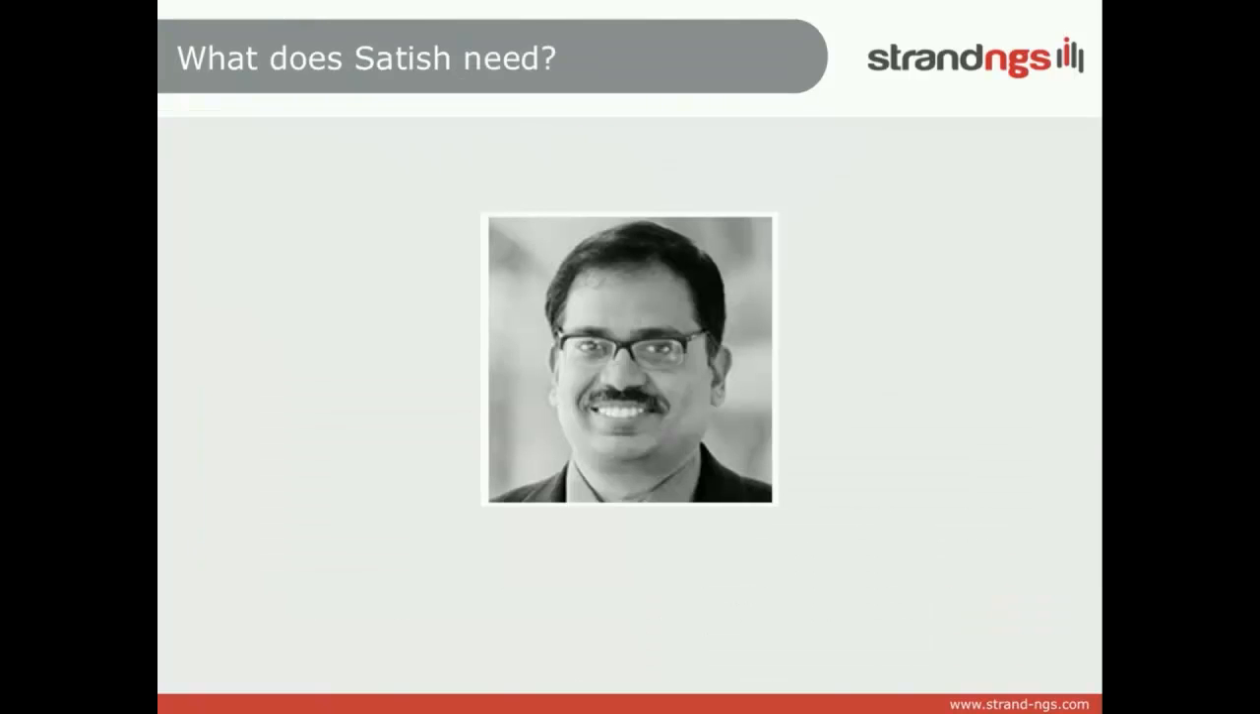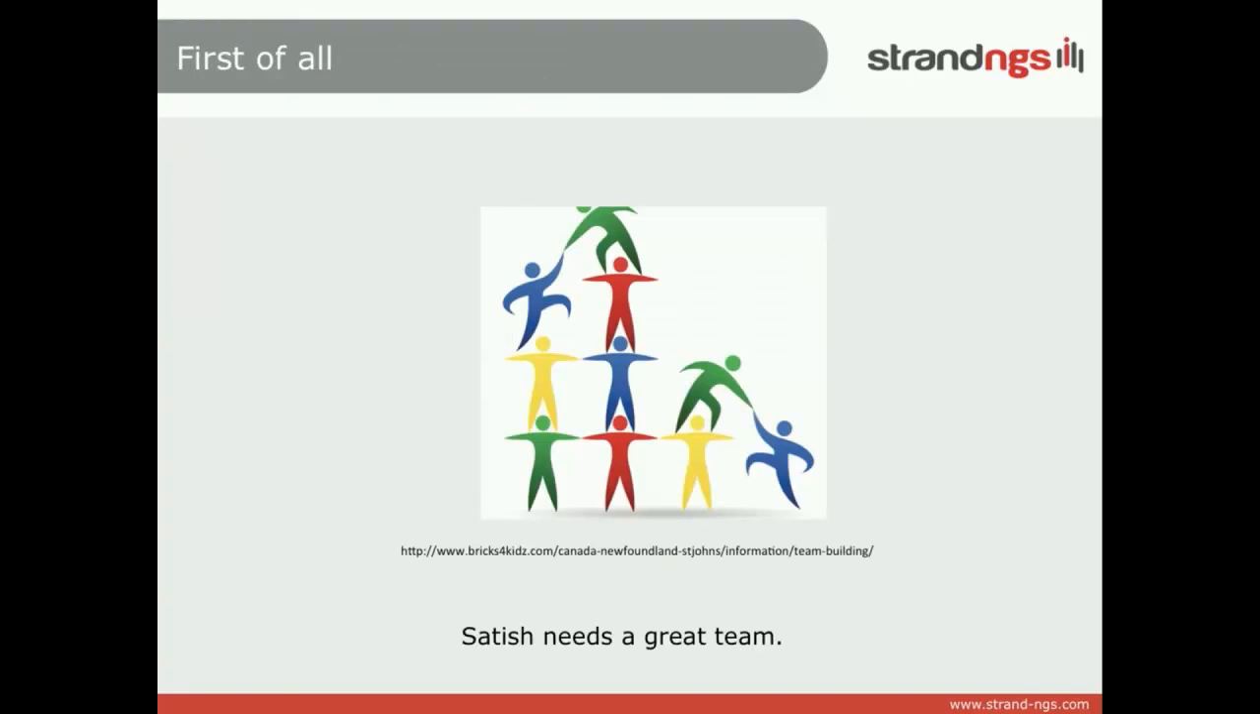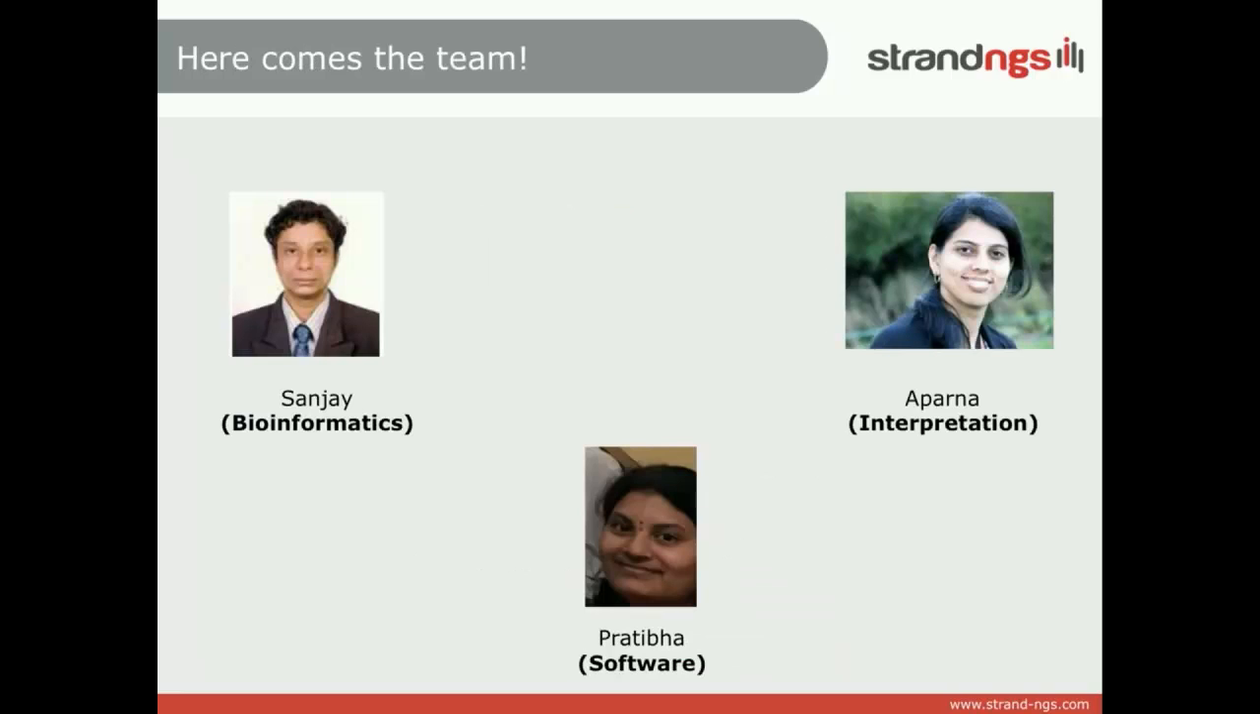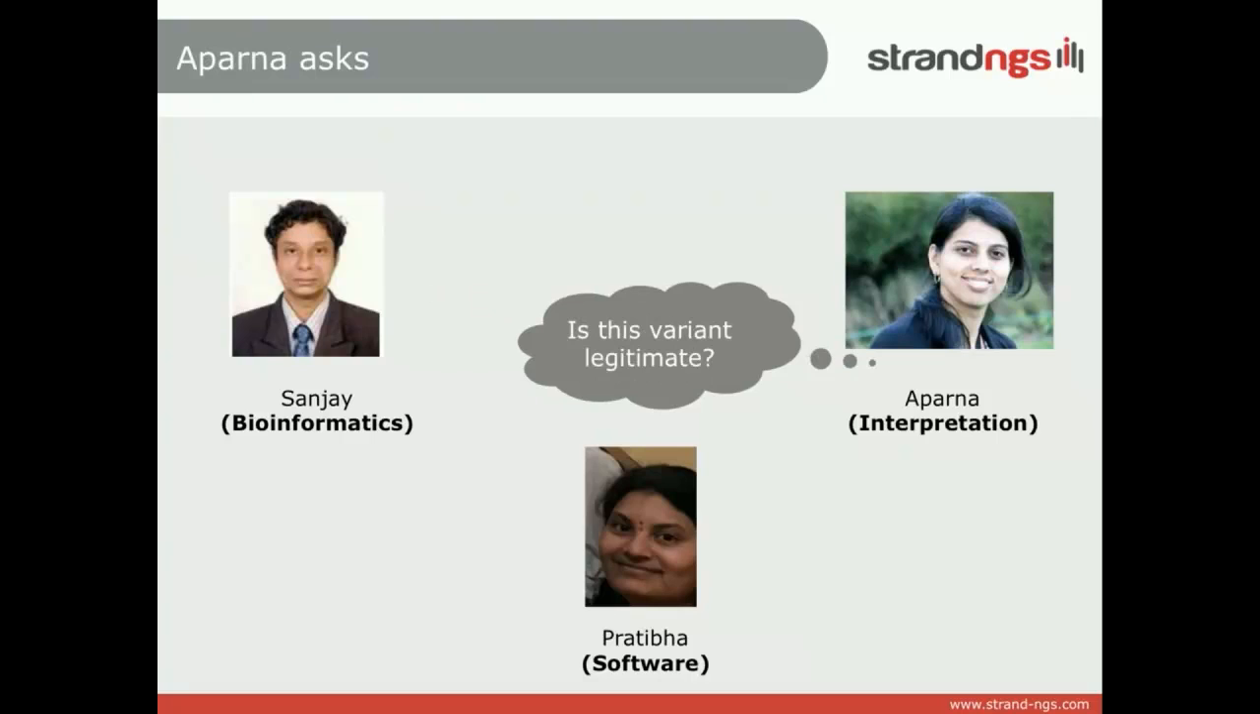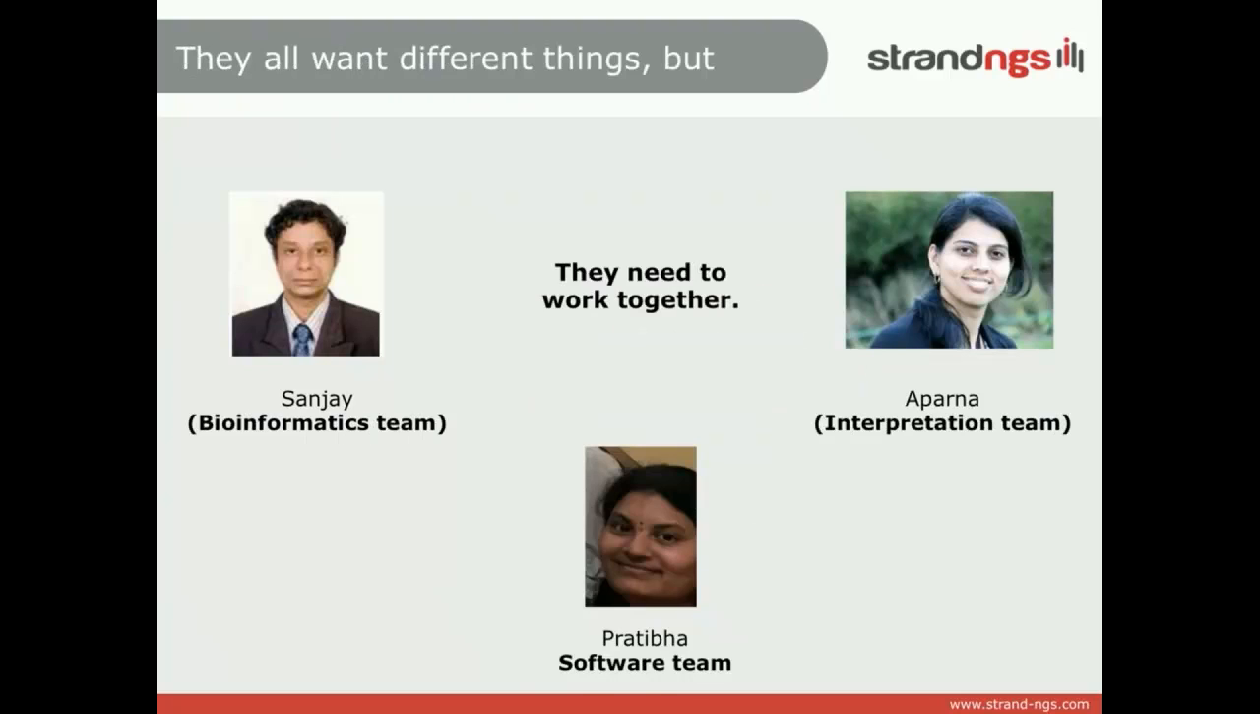And in order to do this, what does Satish need? First of all, he needs a great team. Meet our team members, Sanjay, Aparna, and Pratibha. Sanjay is in bioinformatics and asks the question, how do I set up this NGS pipeline? Aparna in interpretation is more interested in variants, and Pratibha wants to make everything easier with code. They want different things, but they need to work together. Is there something that will enable them to do that?